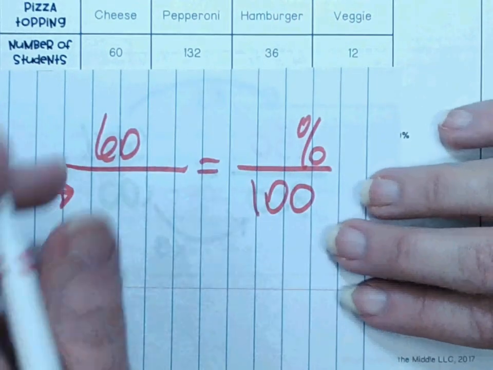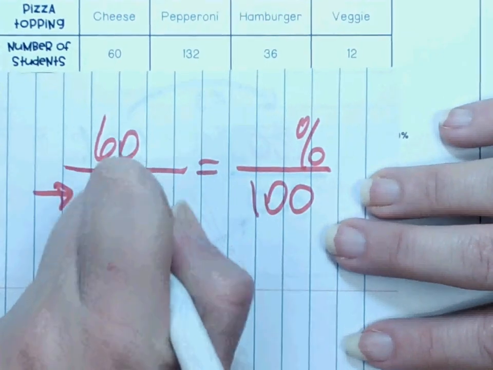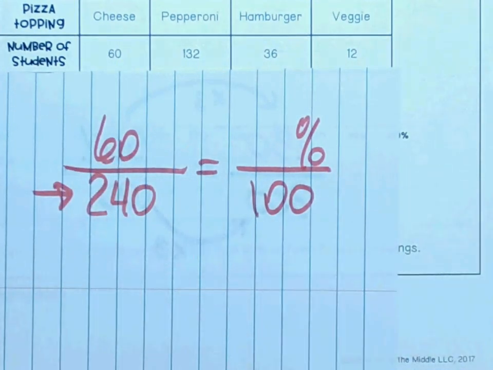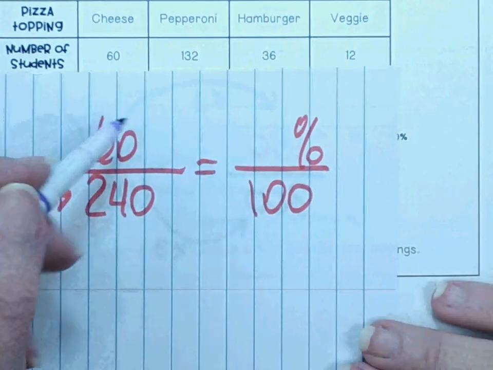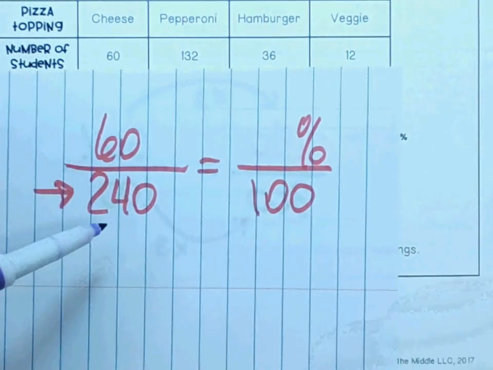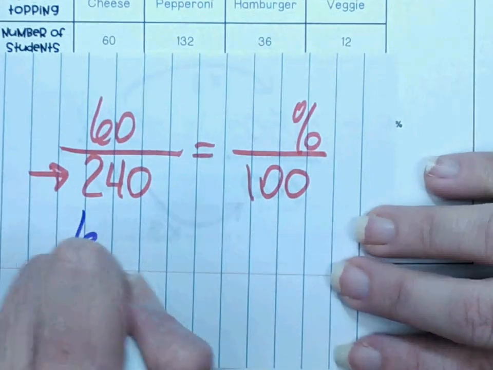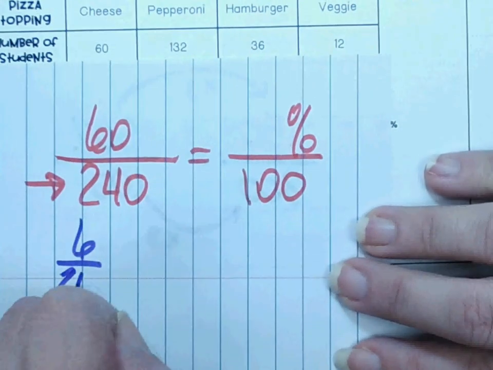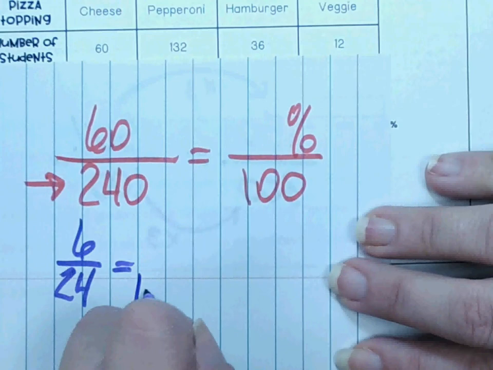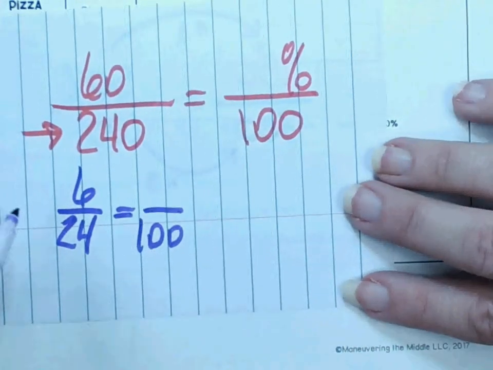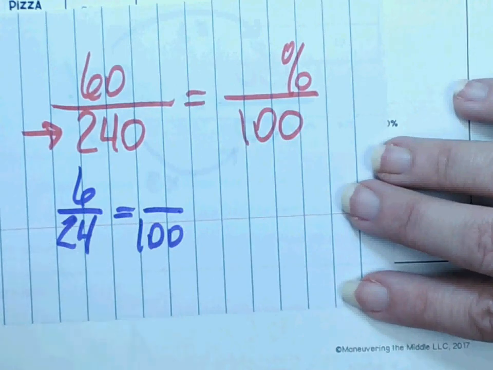Now to go from 240 to 100 is not very easy, so we can use our reducing trick again. From here I can see that both of these end in 0, so they can divide by 10. So that would give me 6 over 24. Will that go to 100 very easily? Not quite yet. What else can I divide 6 and 24 by?